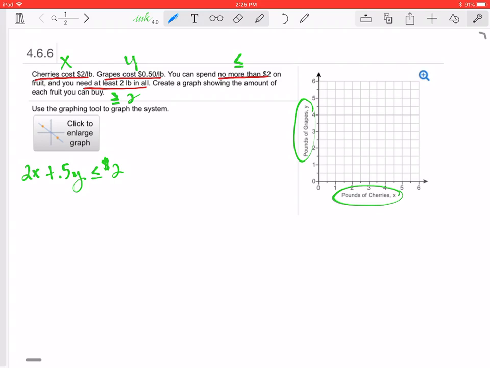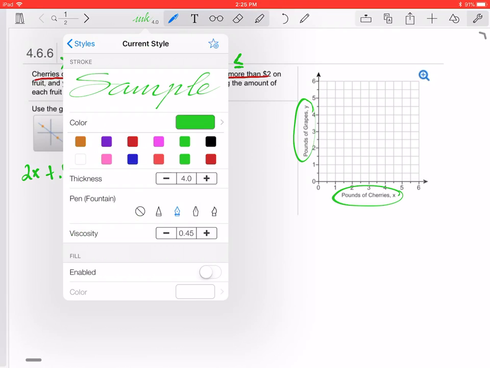So then that would also give me 2.5. And if I buy 1 pound of cherries and 1 pound of grapes, will that fit into my scenario? I don't think so. Now let's keep continuing on and write our second inequality.